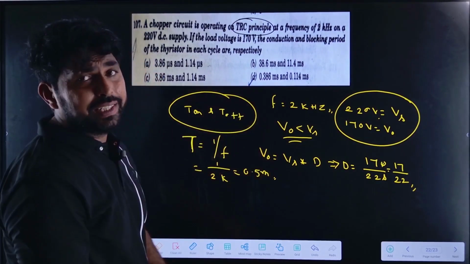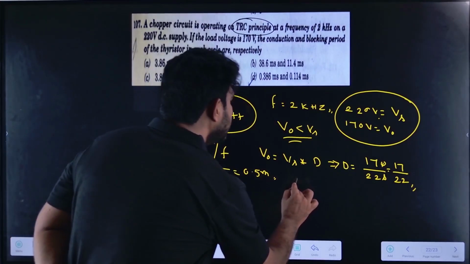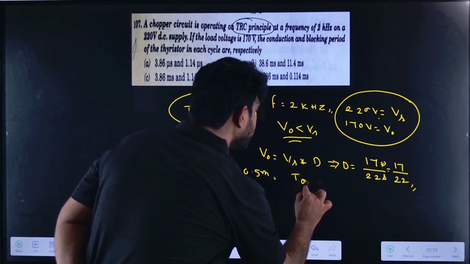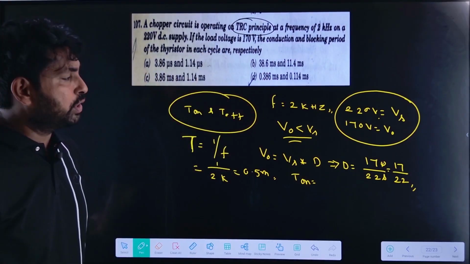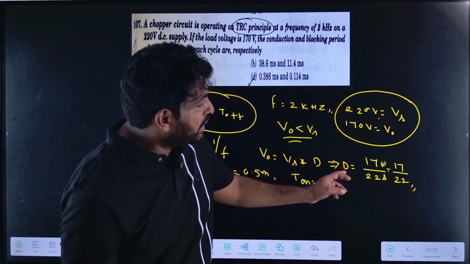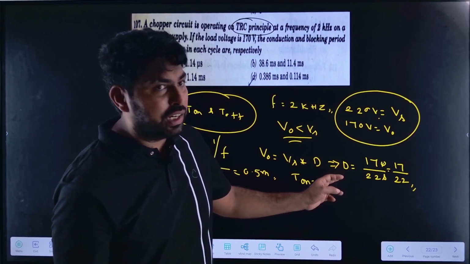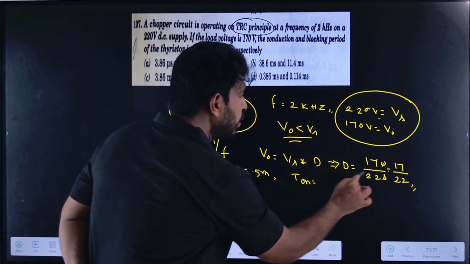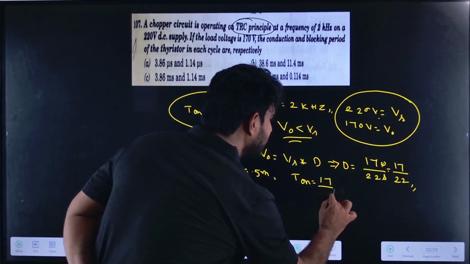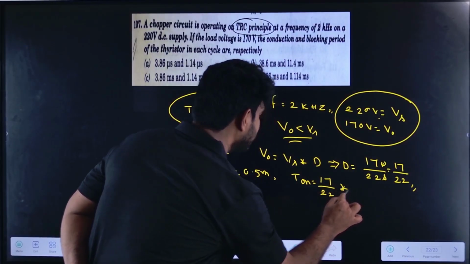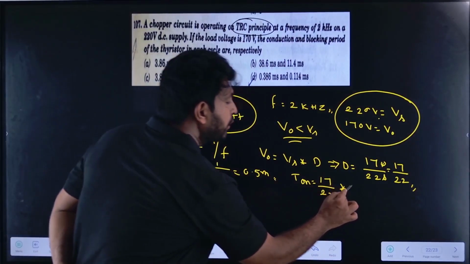Now I need to find the T on. Duty cycle equals T on by T. So T on is equal to the duty cycle 17 by 22 into the total time, 0.5 milliseconds.